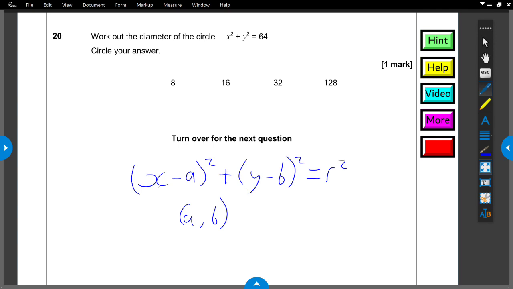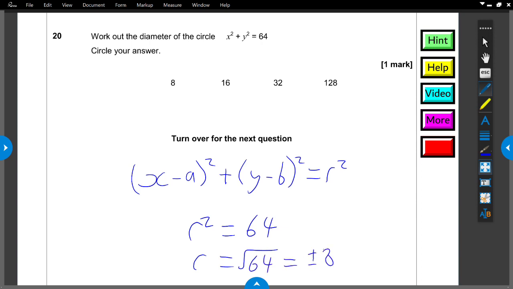Now because we're not subtracting anything from x or subtracting anything from y, then the centre must be (0, 0). But we're not concerned about that, we're concerned about the radius, and r squared is equal to 64. So if r squared is equal to 64, then we can square root, that undoes the squared, do that to both sides, and we get that the radius is either plus or minus 8.